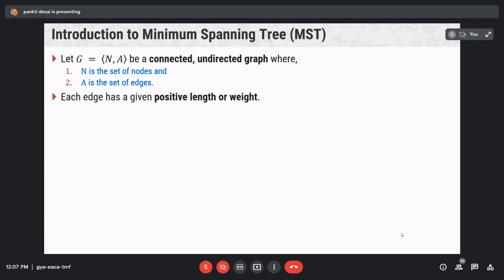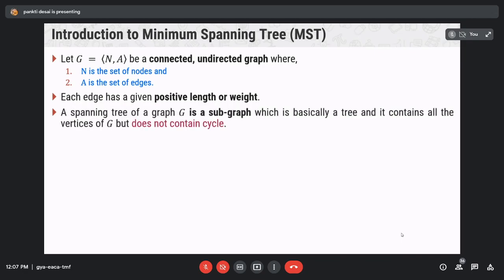So let G be a graph, and G is a connected and undirected graph. Now each edge has a given positive length or weight. Each edge in G contains some weight, but a positive weight.